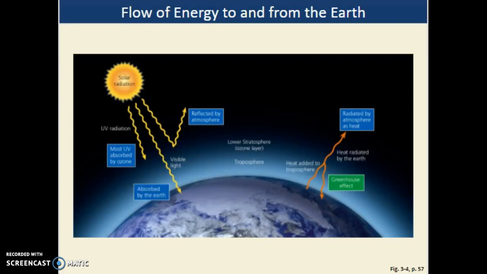Here's a picture that shows the flow to and from of energy to and from the Earth. Our solar radiation comes to the Earth. Some of it gets bounced back. Most is absorbed by the ozone layer. Some of it's absorbed by the Earth, but some of it's kicked back out and then gets released over here as heat. Some starts to get kicked out, but then gets bounced back down to the surface. That's what we call the greenhouse effect.